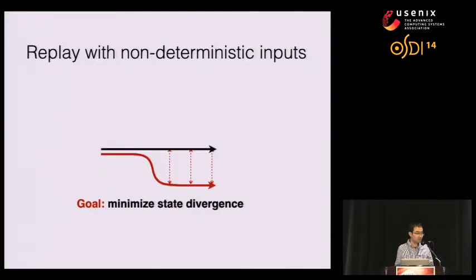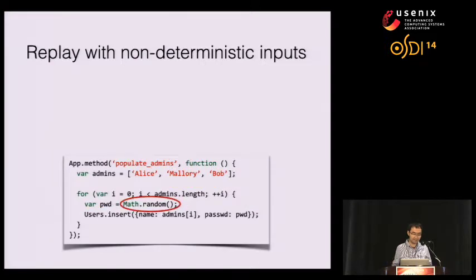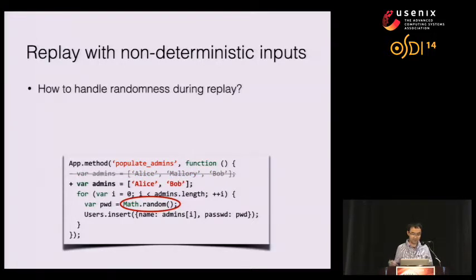Now, recall that Rail must minimize the state divergence in order to reduce false reports. This might be a problem when the application takes some non-deterministic input. Let's look at an example. The code here tries to populate a number of administrator accounts using a loop and assign each of them a different random password using Math.random. Now, suppose the developer decides to remove Mallory from the list of the administrators. How does Rail handle this during replay?